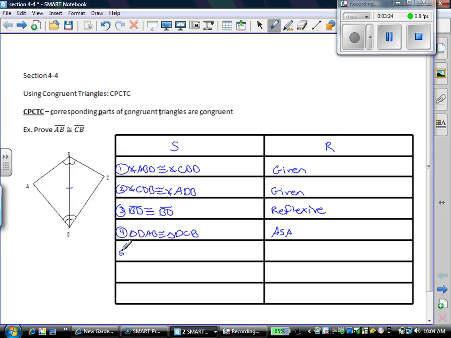So statement 5 can be that AB is congruent to CB by our CPCTC reason. And we're done.